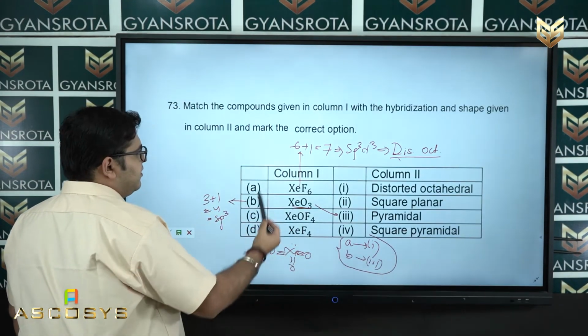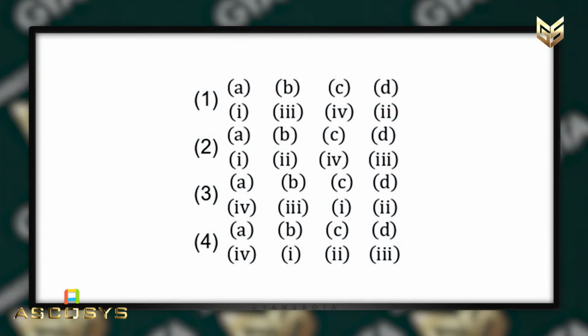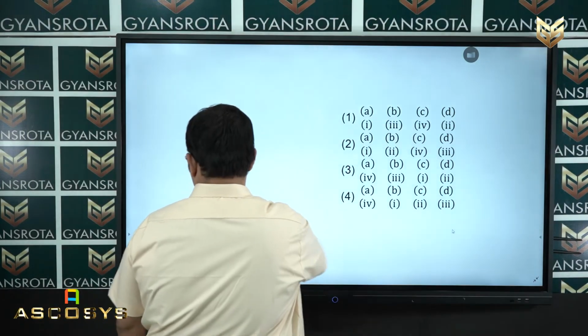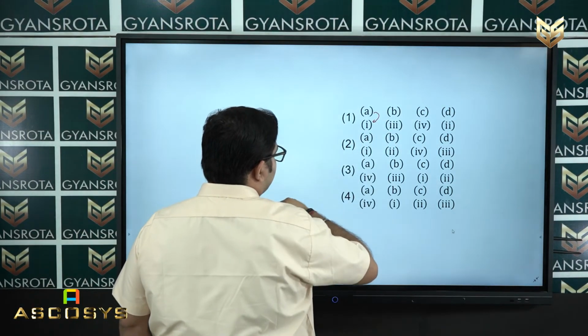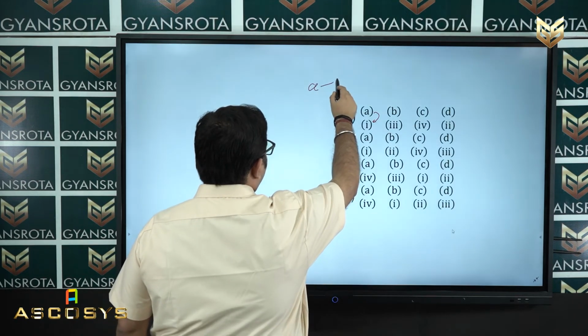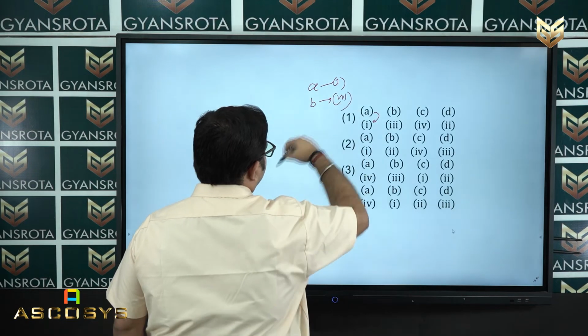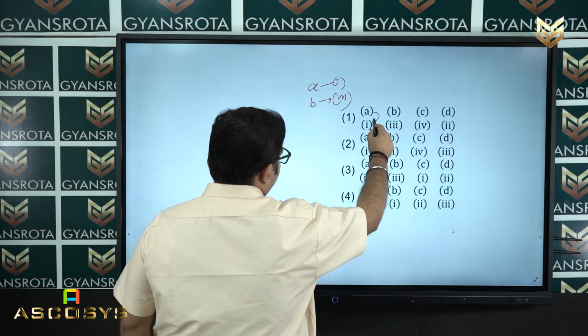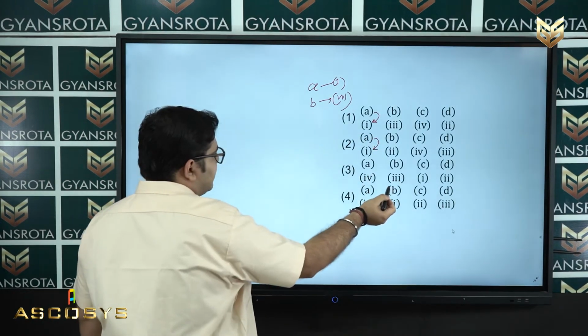So now see what are the options given in the question. In the first option, A is matched with 1, so maybe this is our correct option, because there I see A matched with 1 and B matched with 3. Now see what options they have given. A matched with 1, okay, A matched with 1. So these two may be the answer.